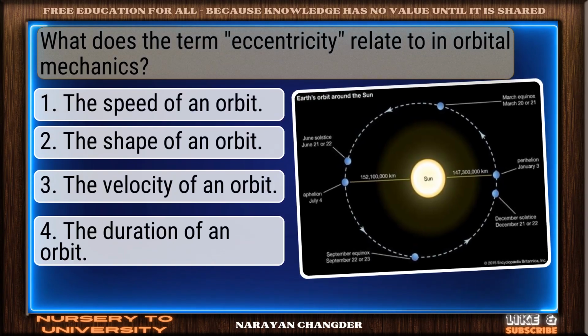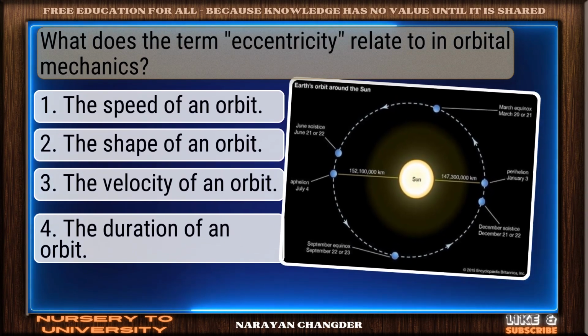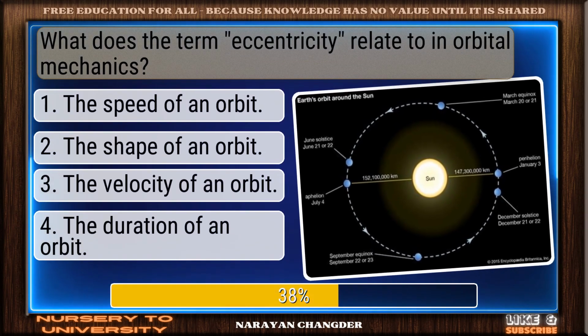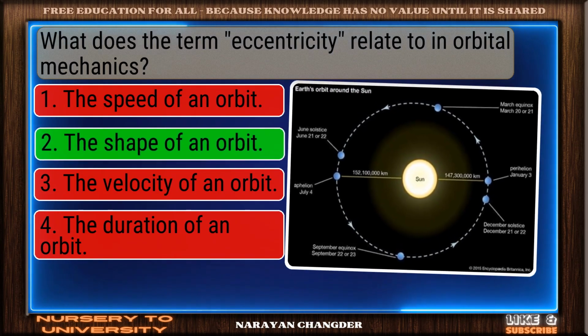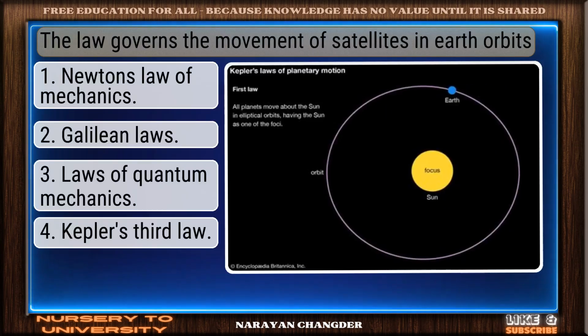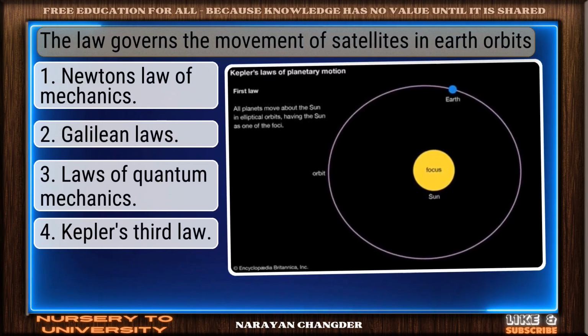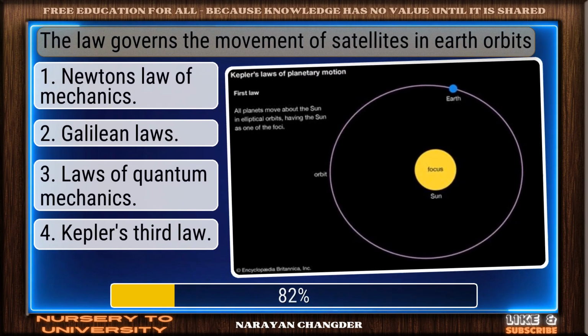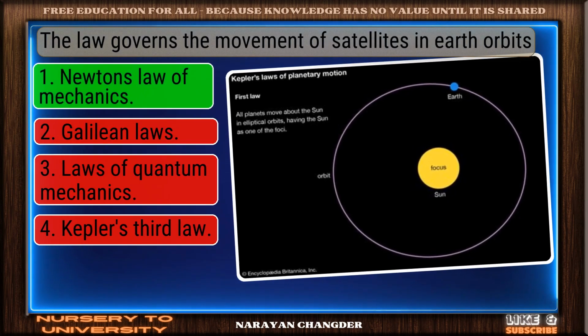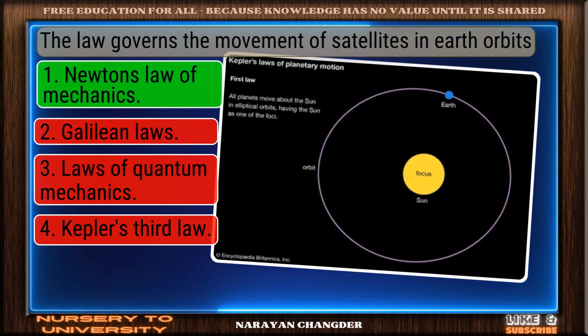What does the term eccentricity relate to in orbital mechanics? Well done. The shape of an orbit is the right choice. The dash law governs the movement of satellites in Earth orbits. On track. Newton's law of mechanics is the correct answer.